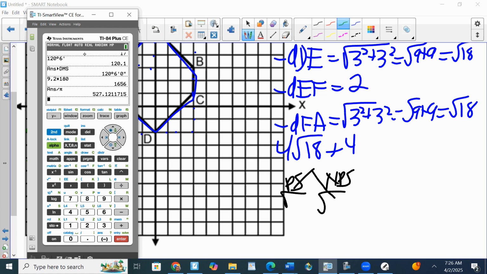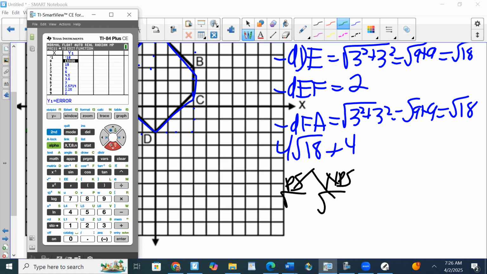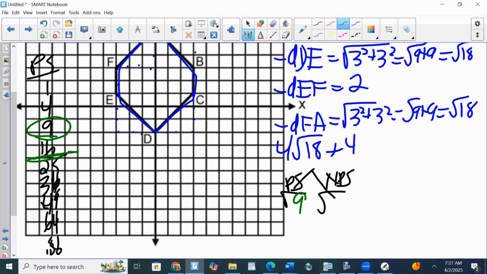You can go to y equals 18 divided by x. Go to your table. You're looking in y1 for the largest perfect square. There it is. It's 9. 9 and 2. 4 stays out front. Square root of 9 is 3. Radical 2 plus 4. 12 radical 2 plus 4.